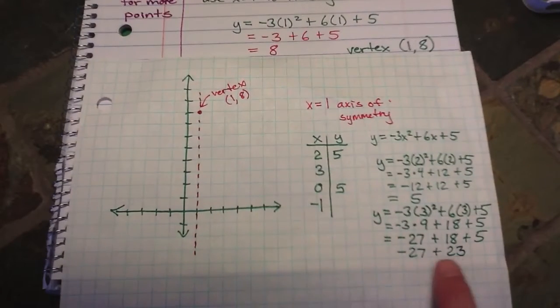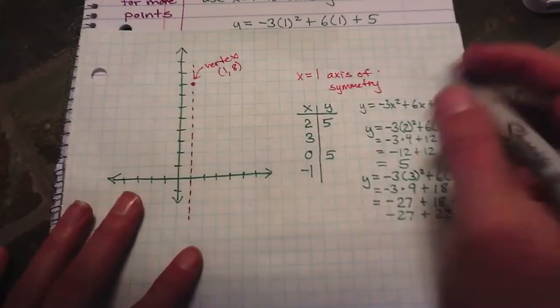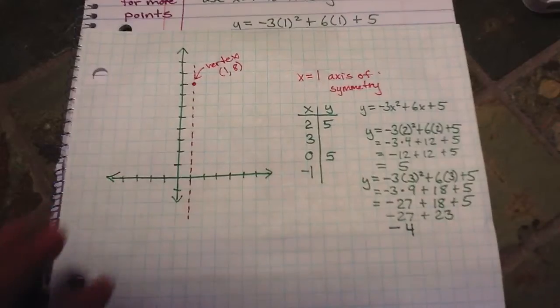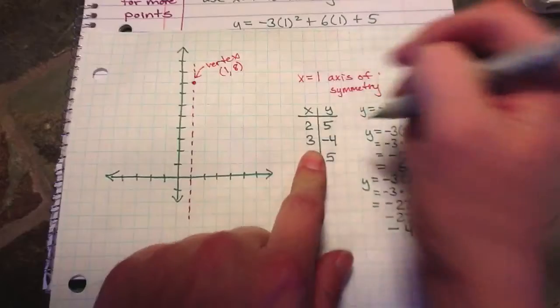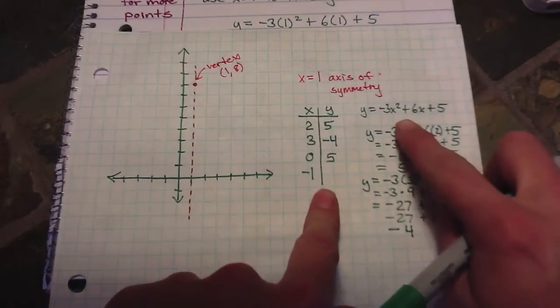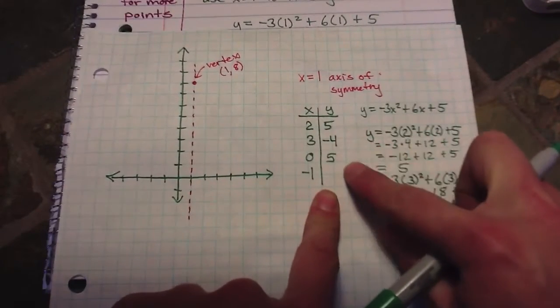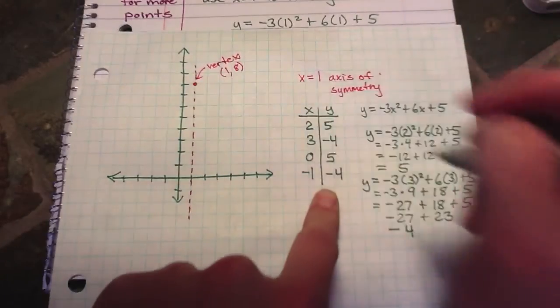And now I just combine these, -27 and +23. There are different ways you can look at that, whatever works best for you. And that's a -4. I'm going to move this up. So now I know when I plug in 3, I get -4. For purposes of time, I'm going to go ahead and not plug in -1, but typically you would check that answer by plugging in -1 to make sure you also get -4 there.